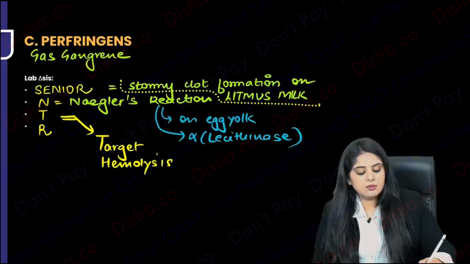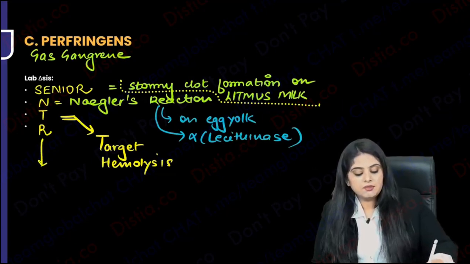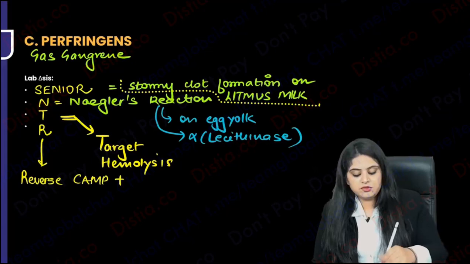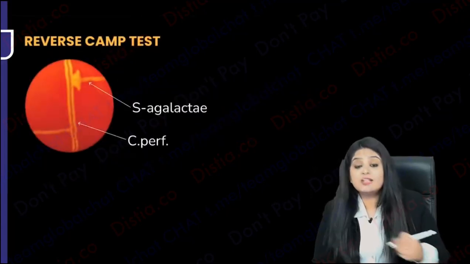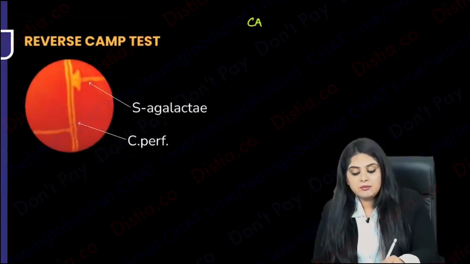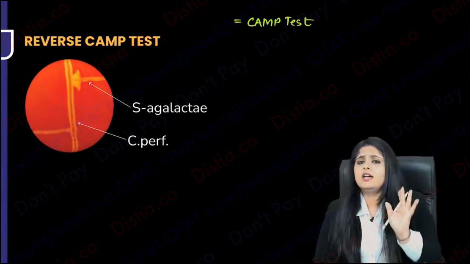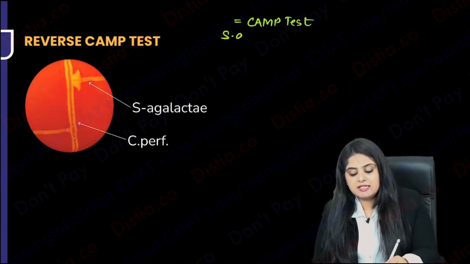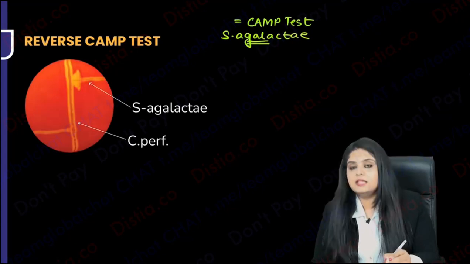So in the NTR, what am I left with? There is something known as reverse CAMP test positive. First and foremost, before I tell you reverse, you will have to tell me the CAMP test. Can you tell me what the mnemonic was which I told you? I told you someone is having a gala time in the camp. Gala time in the camp means the CAMP test is by Streptococcus agalactiae. Agalactiae was for gala time in the camp.